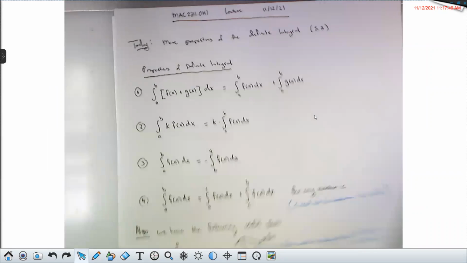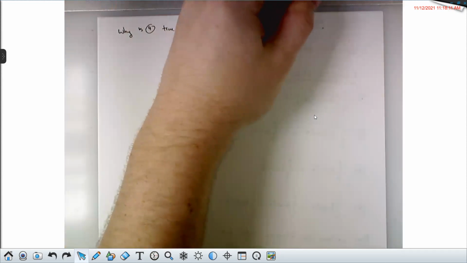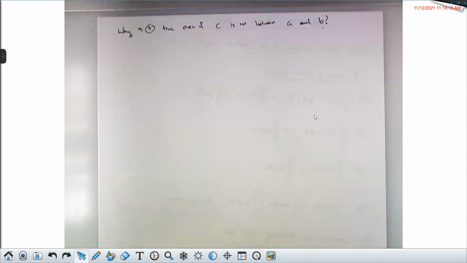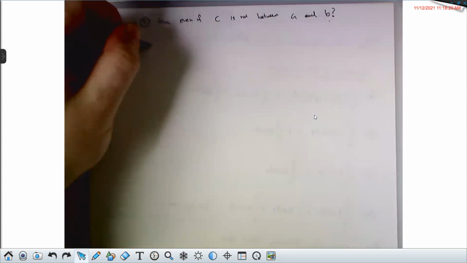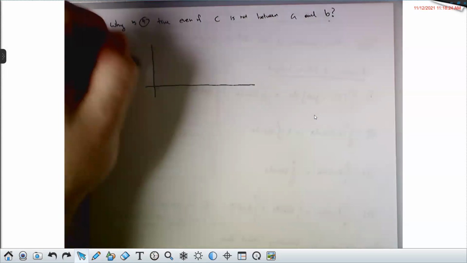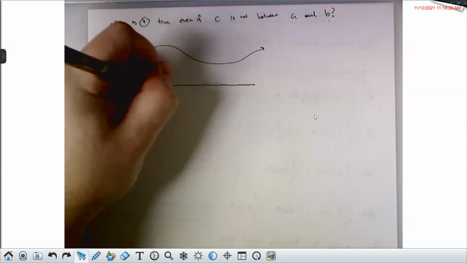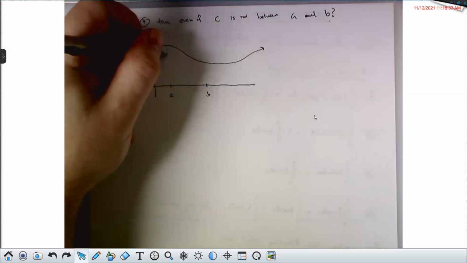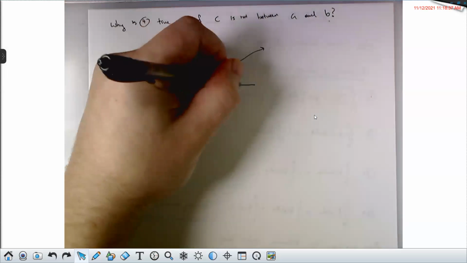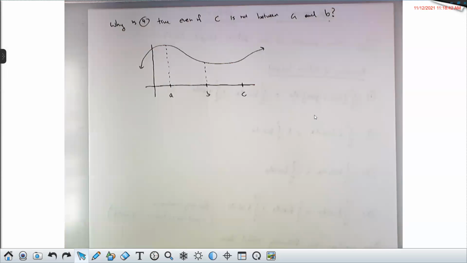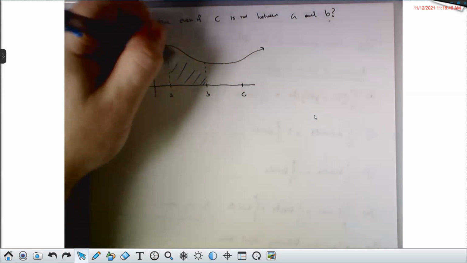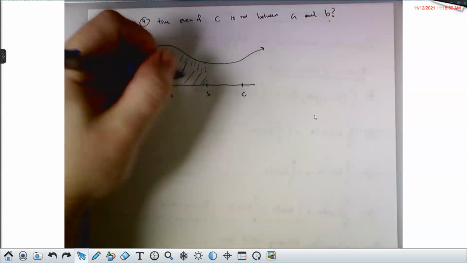Okay. So first, let me convince you that 4 is true, even if C is not between A and B. So I have some curve here. Maybe A and B are here. And maybe I'll drop C over here. The area in here, this would be the integral from A to B, right?